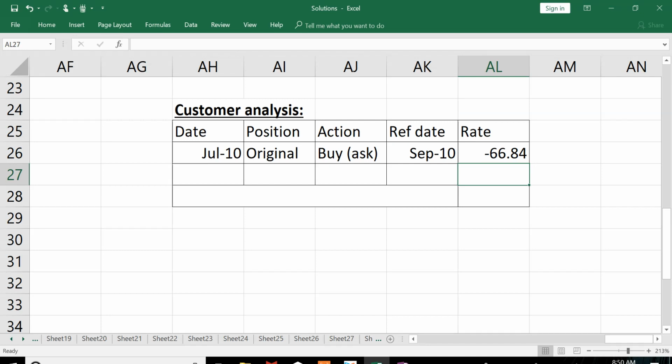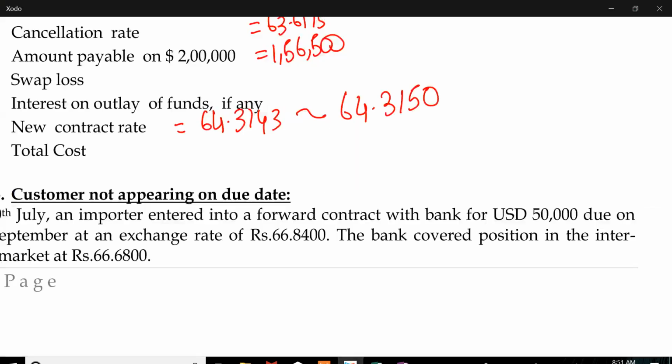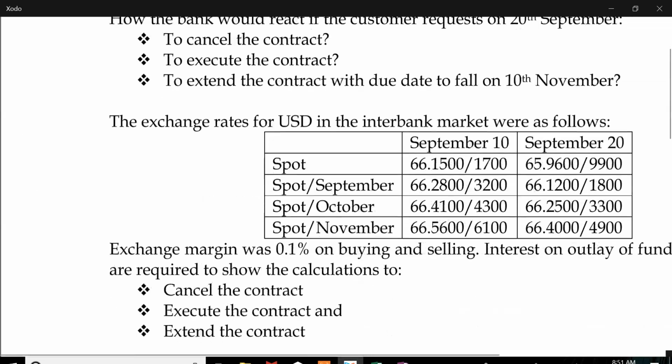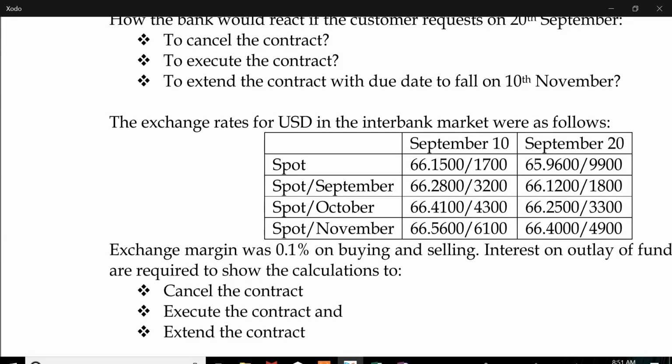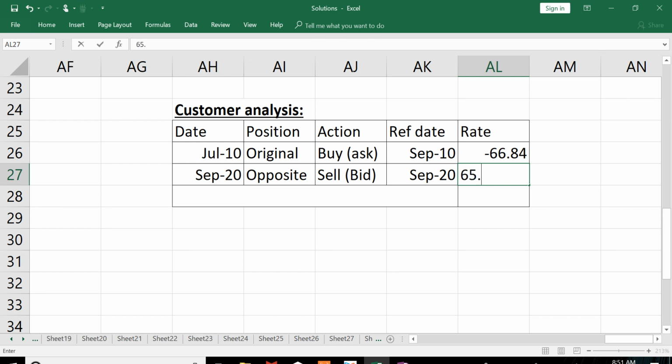Now he suddenly comes. The due date is gone. He did not come on the due date. He came on which date? September 20. It is going to be the opposite: sell, in bracket bid. What will be the reference date? Ideally it should be September 10, but can't help it because he has come on September 20. So on September 20, what is the bid rate for September 20? 65 point, adjust that percentage, 1%. Four decimal answer. You'll have to deduct that exchange margin. 65.8940.